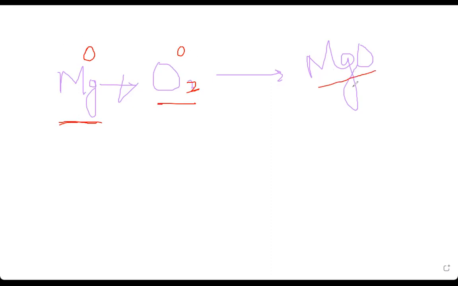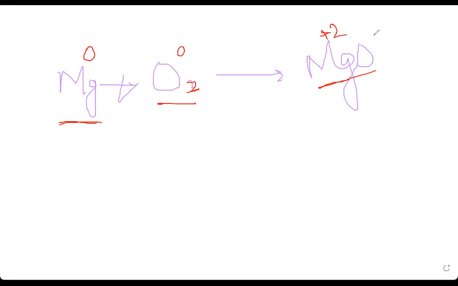Now move toward the product side. Magnesium oxide. Magnesium is making a bond with the oxygen. How is it making a bond with the oxygen? You have to check your periodic table. Where is magnesium in the periodic table? Magnesium belongs to group 2. Group 2 means it has 2 valence electrons. If it has 2 valence electrons, it is going to lose 2 electrons. So if it is losing 2 electrons, it will become +2.